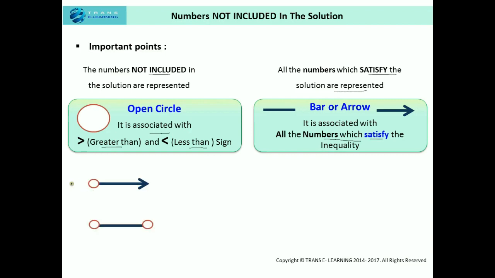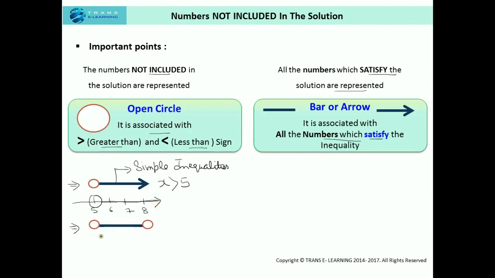Let's see. Here you can see two figures: an open circle with an arrow, and two open circles with a bar in between. Now you must be thinking why there are two representations, one with the arrow and one with a bar. I would like to mention here that we will be using an open circle and an arrow for simple inequalities like x greater than 5, and as x is greater than 5, we will not include 5 in the solution. So it will be represented by an open circle with an arrow towards the numbers greater than 5.